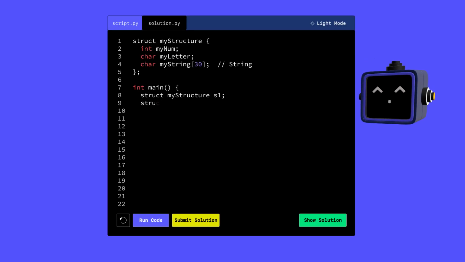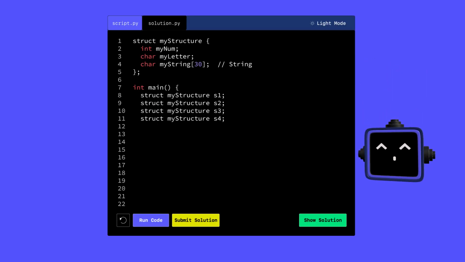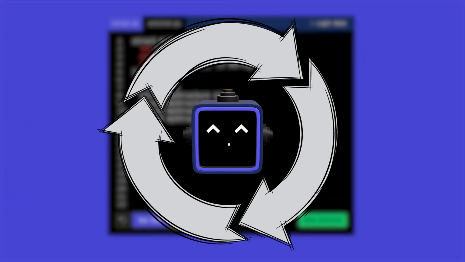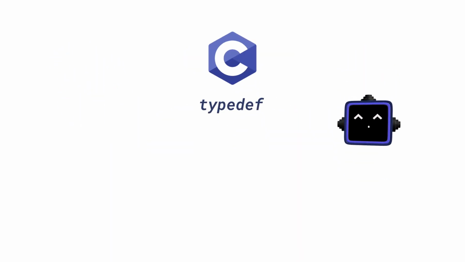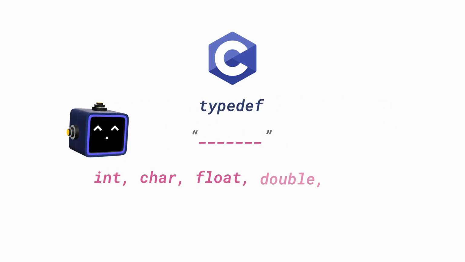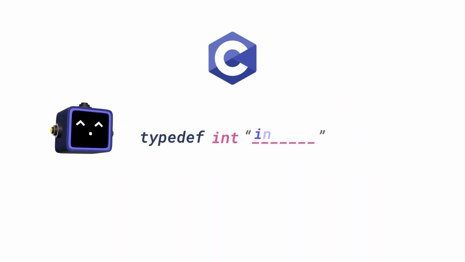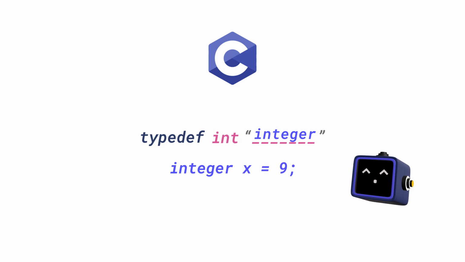Ever find yourself typing struct over and over in your C programs? It can get repetitive, right? Let's explore how typedef can simplify your code and make it more readable. In C, typedef allows you to create a new name, or alias, for an existing data type. Think of it as giving a nickname to a complex type to make your code cleaner.